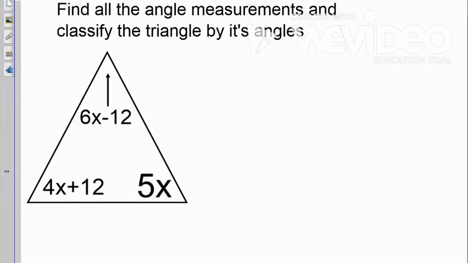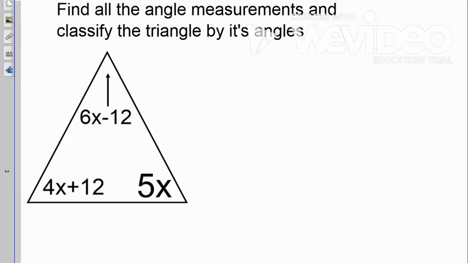Okay, so it says find all the angle measurements and classify the triangle by its angles. So what this is asking us to do is figure out what the individual angle measures are, and then we're going to classify them by their angles given. Okay, so we know that the sum of the interior angles of a triangle must add up to 180 degrees.